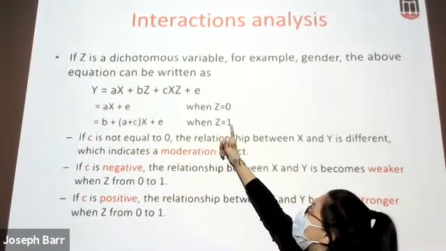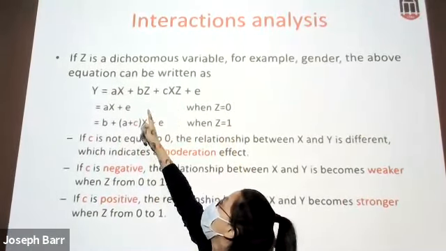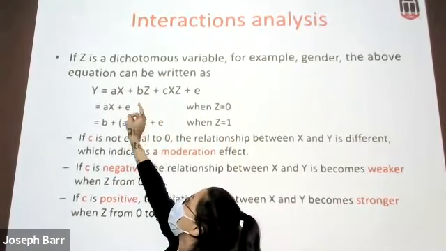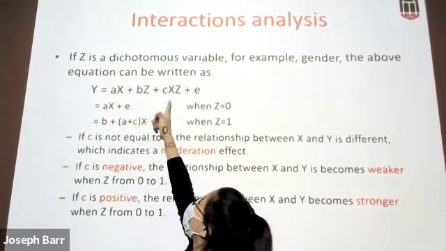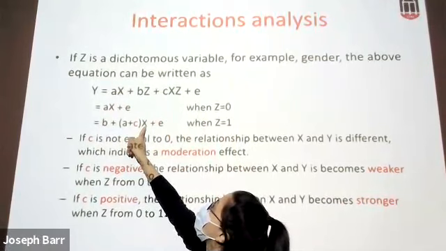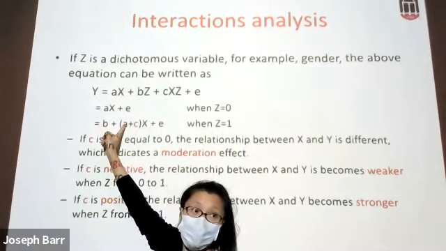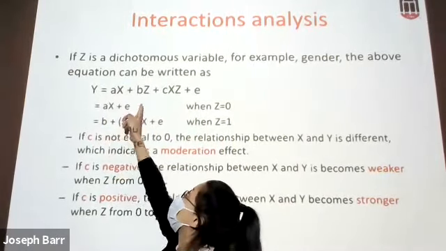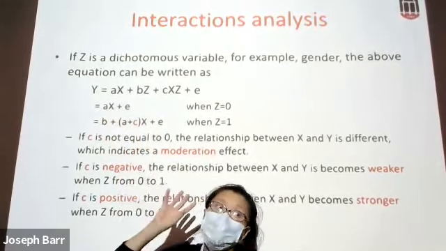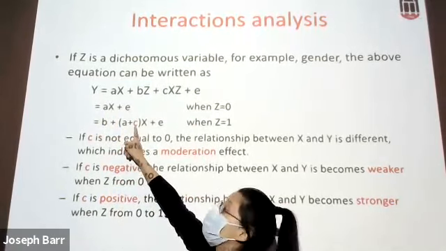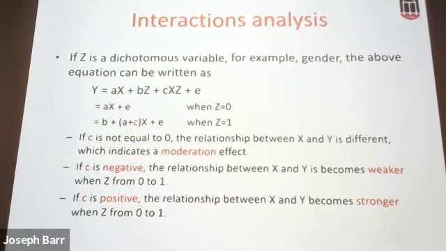But when Z is not 0, when Z is 1, then this becomes 1 times X, and the Z term becomes B. So it equals B plus AX plus CX, so A plus C times X. Now the coefficient becomes A plus C. Originally, it's A. Now it becomes A plus C. The C is a key part. If C is significantly different from 0, then these 2 coefficients are significantly different. So we're going to check C, the coefficient of the interaction term.